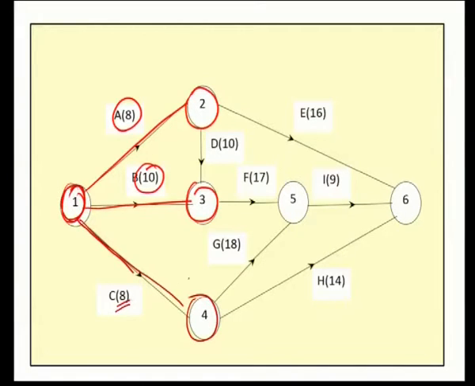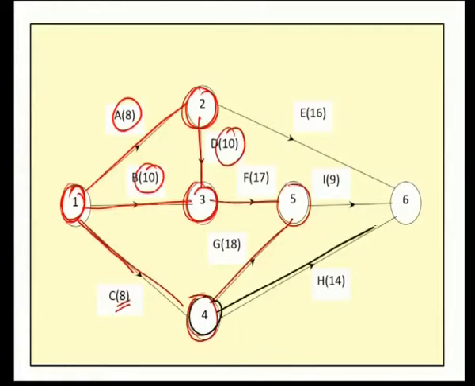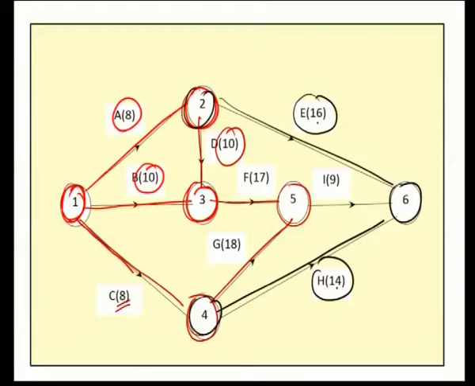The same way for the activity 3 to 5, the duration is 17 days, and for the activity 4 to 5, the duration is 18 days, and for the activity 2 to 3, the duration is 10 days, and for the activity 4 to 6, we name that activity as H, it takes 14 days, and for the activity 2 to 6, we name that activity as E, the duration is 16 hours.